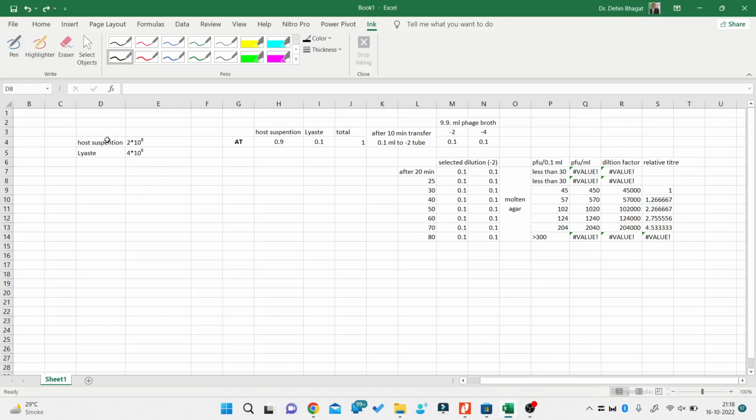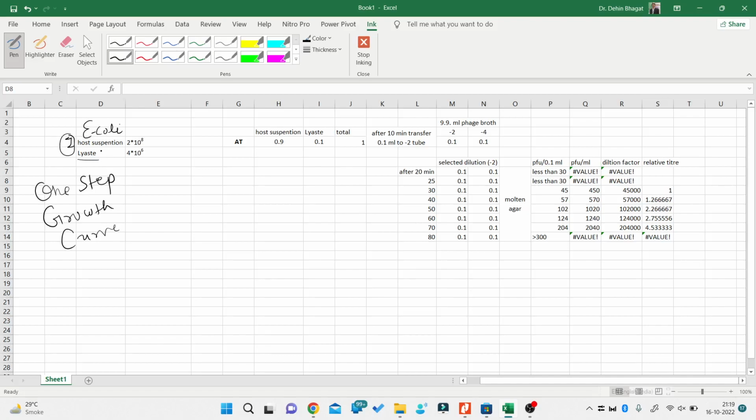In this practical, the name itself indicates that it is a one-step growth curve, right? Here we need two things. First thing is the host suspension. Here our host is E. coli, and we need a lysate.